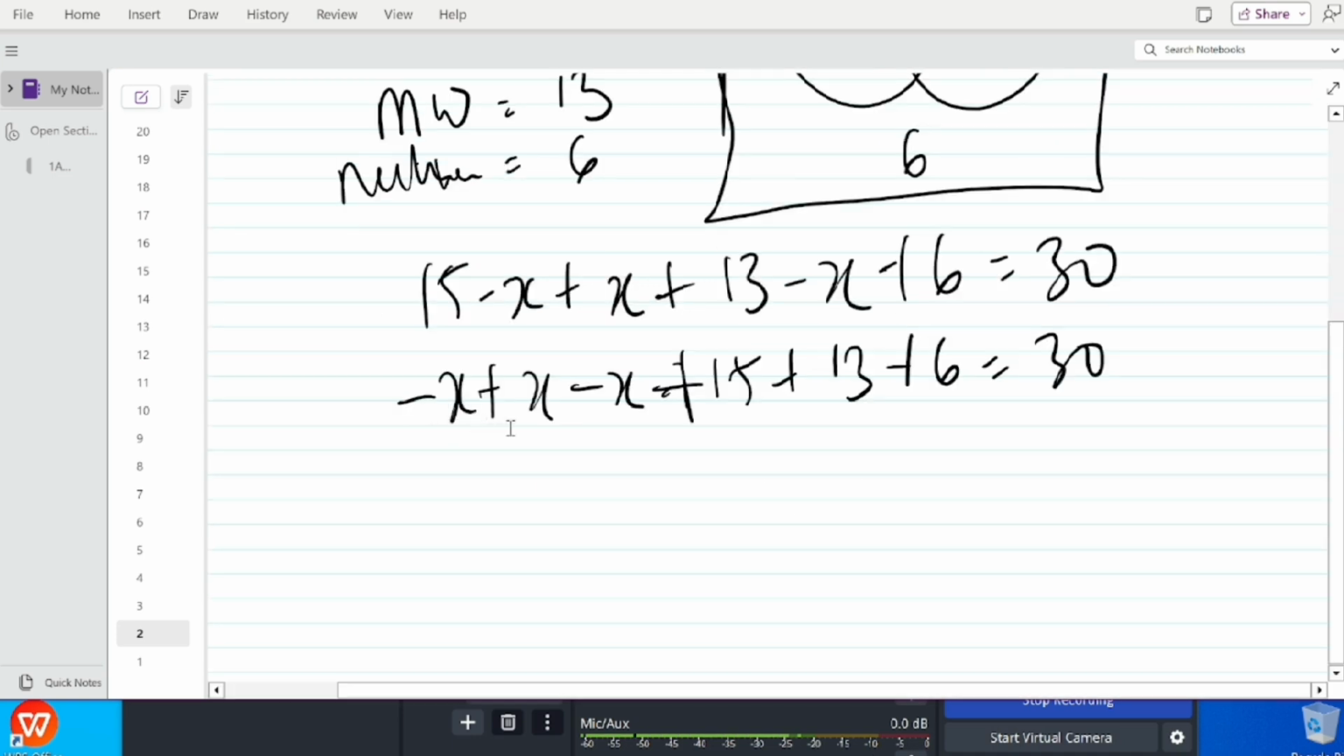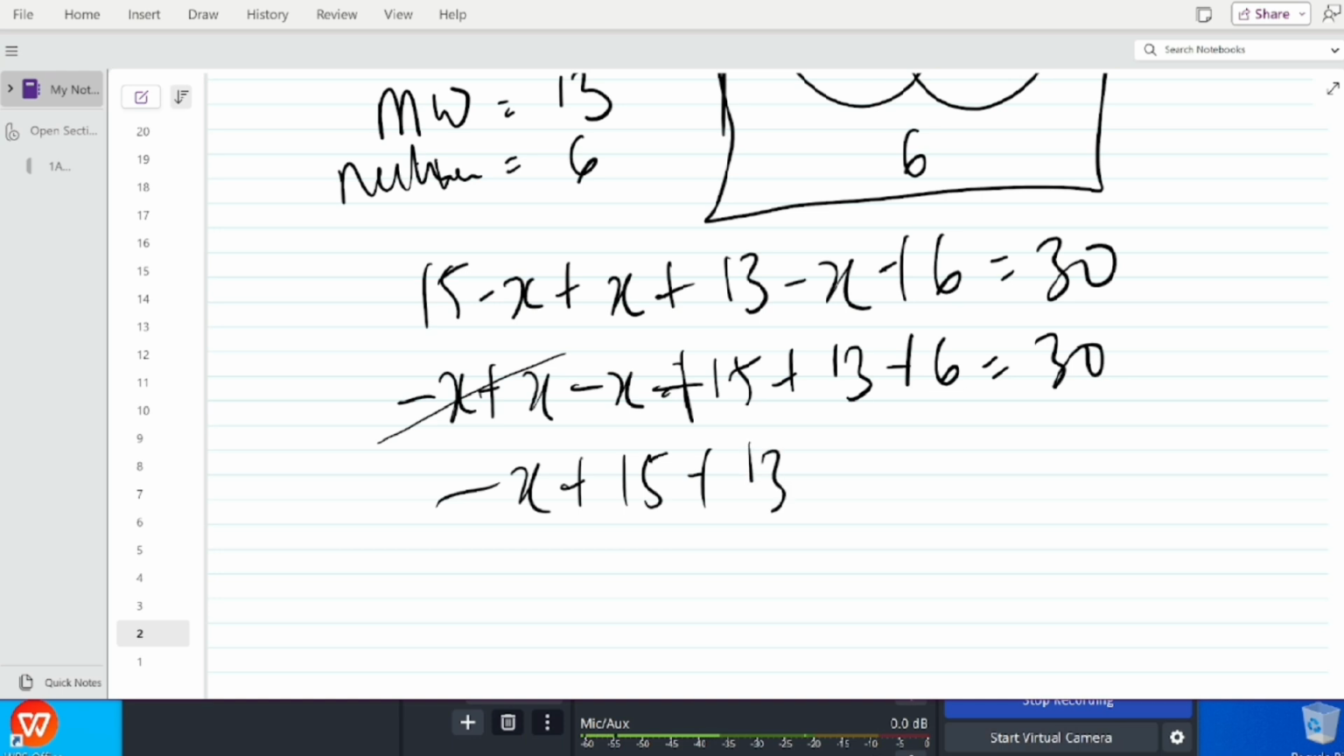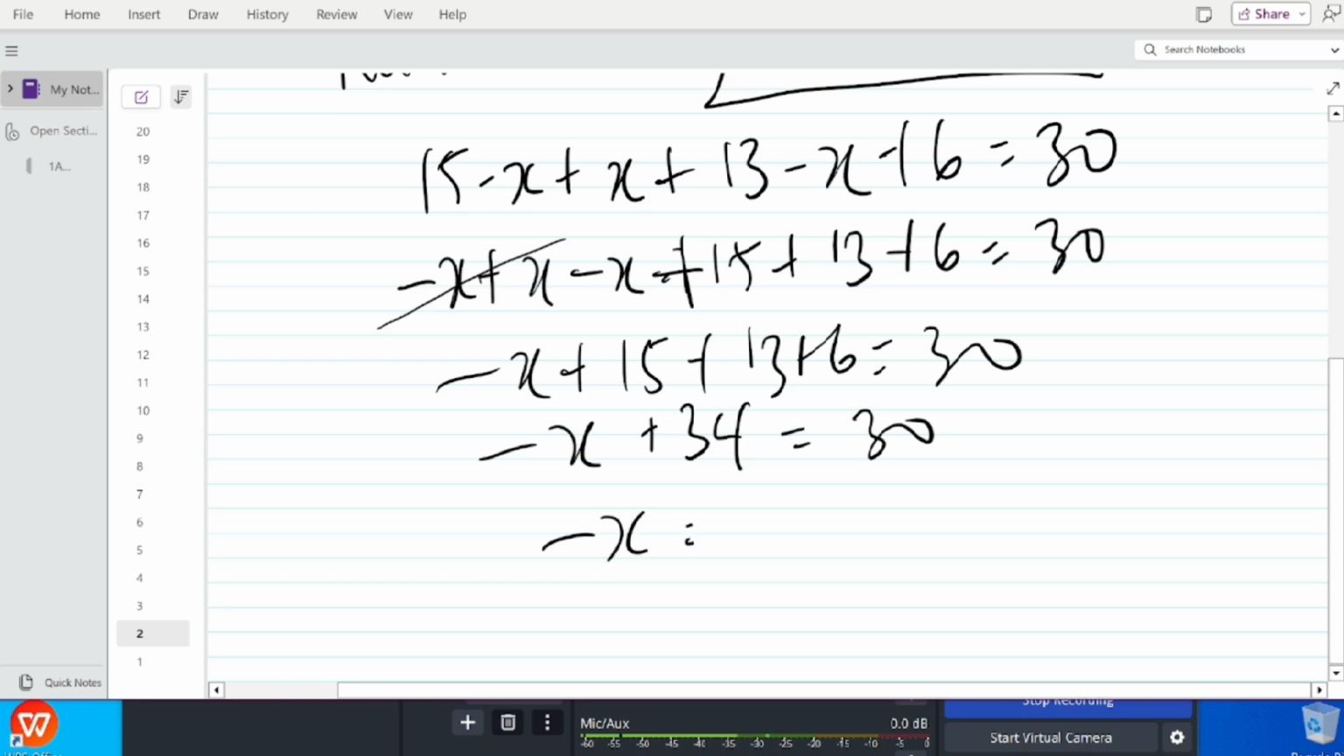We have minus x plus x, like minus 1x plus 1x. You are owing 1x and you have 1x. If you pay back, you have nothing. The answer to this part, what will we be left with? These two cancel out. Then you'll be left with minus x plus 15 plus 13 plus 6 equals 30. Minus x, 15 plus 13 plus 6 will give us 34 equals 30. We take minus x equals 30, then plus 34 crosses the equal to sign and becomes minus 34. Minus x equals minus 4.